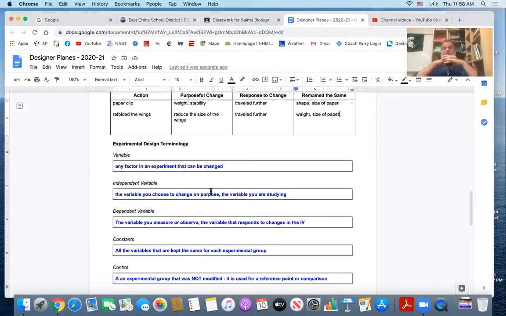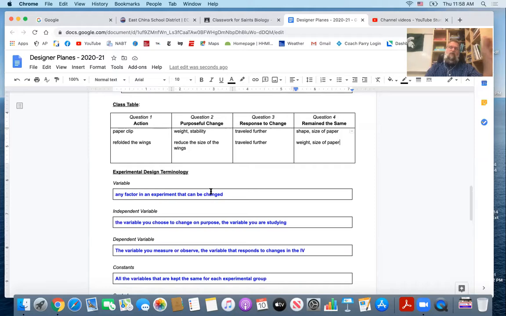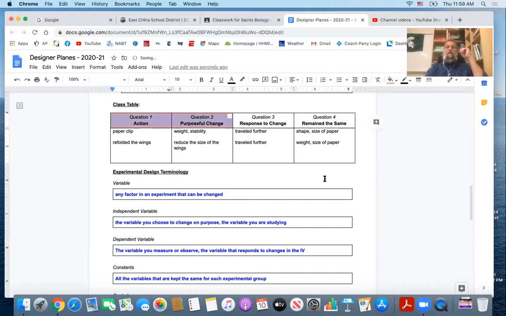And there are two major variables that are most important: the independent variable and the dependent variable. The independent variable is the variable that you are choosing to test. It's the variable that you have chosen to manipulate or change on purpose. It's the variable that you're interested in. So if you look at this, box 1 and 2 both represent the independent variable. So I'm just going to mark those as red. Those are my independent variable boxes.